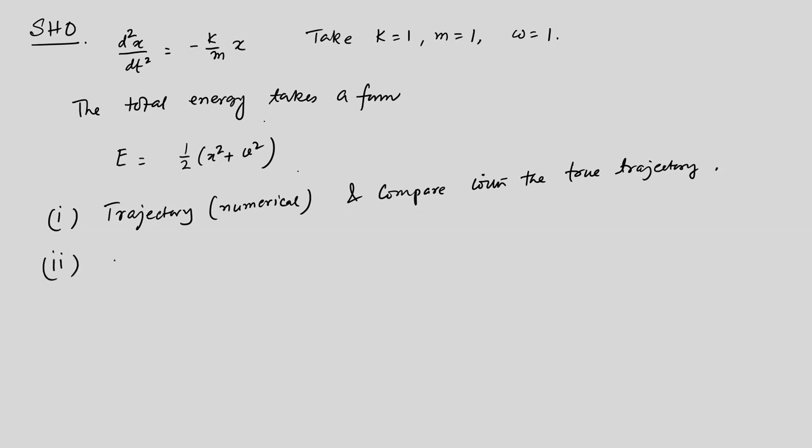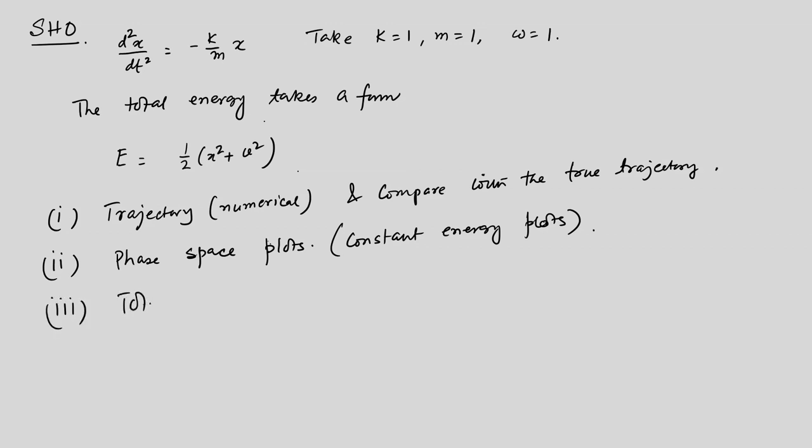Two is the phase space, that is the space of position and velocity. So, phase space plots, it is the constant energy plots. And third is total energy as a function of t, as a function of time.